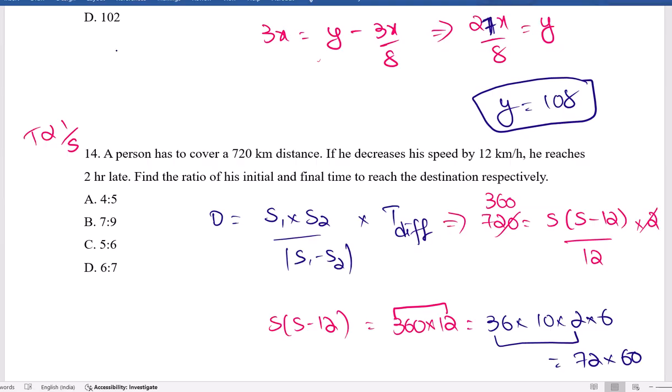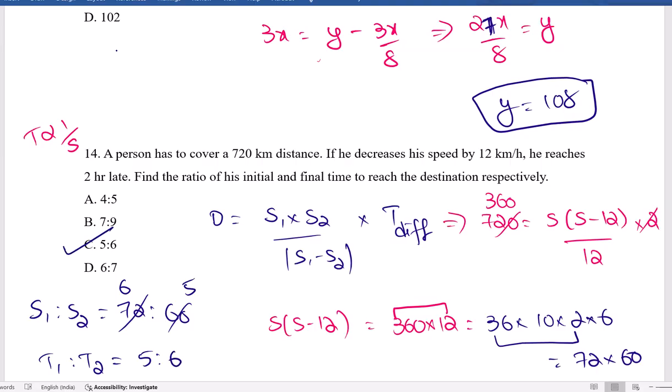So speeds are 72 and 60, which is 6 times 12, 5 times 12. So timing ratio is 5:6. They are inversely related. We can find timings are 5 and 6. So option C is suitable. 5:6 is the answer.